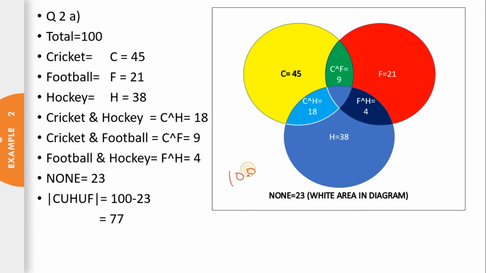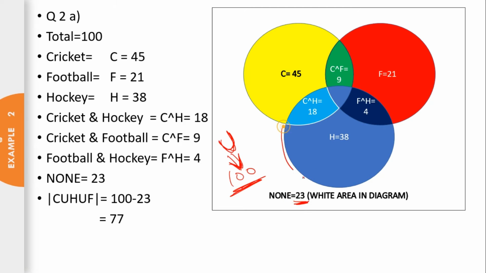Just by using the formula, the total sportsmen given are 100, but it is not given whether they are playing any of these games. Additional information is not given. So this will be my universal set, and the count of the universal set is given as 100. This portion which is outside of my set diagram will be the number of people who are not playing any of these games, so they are 23.